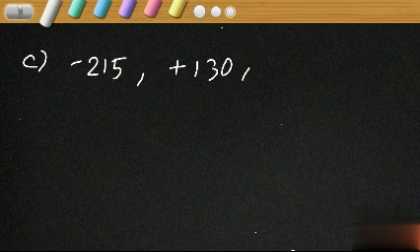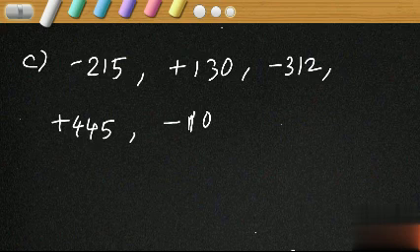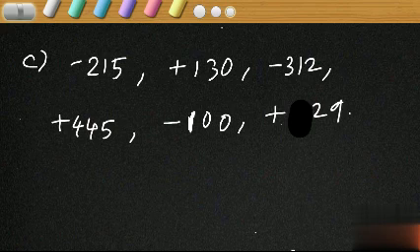The homeworks are: C. The given numbers are minus 215, plus 130, minus 312, plus 445, minus 100, plus 529, not 229, 529. This is C.